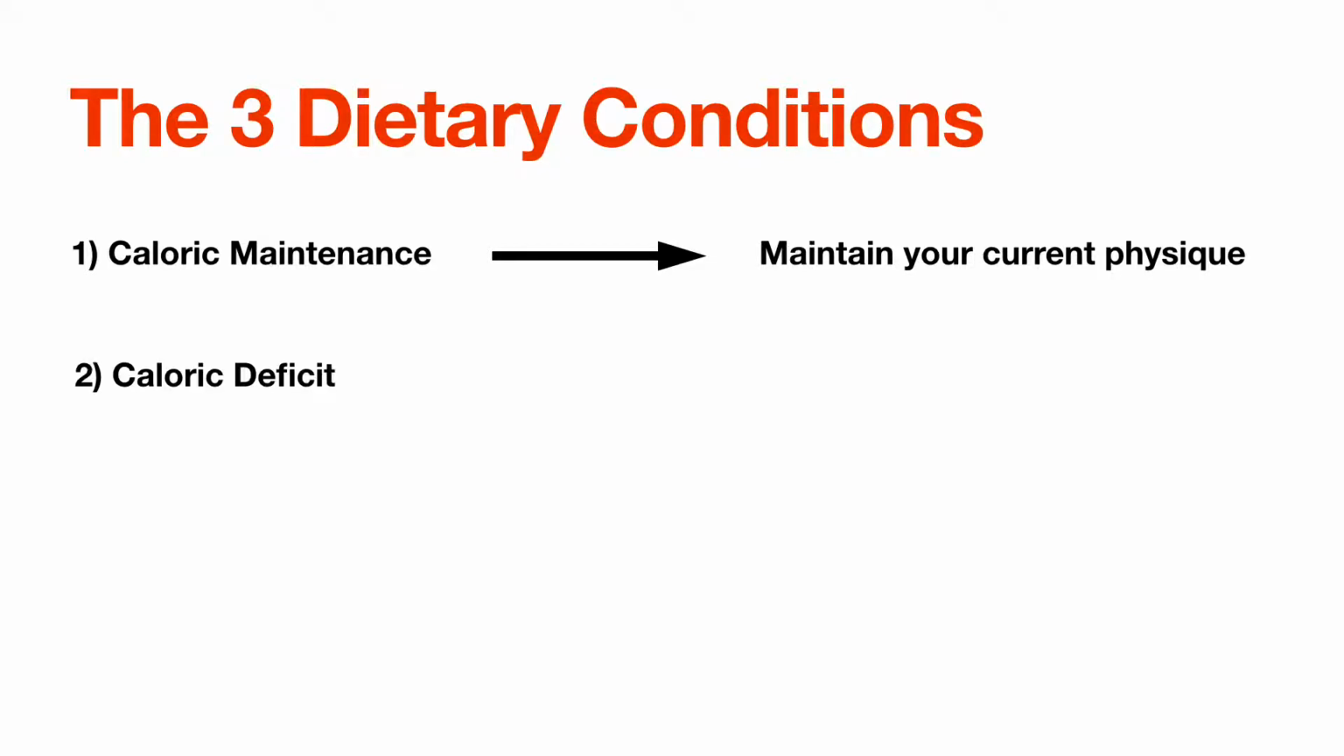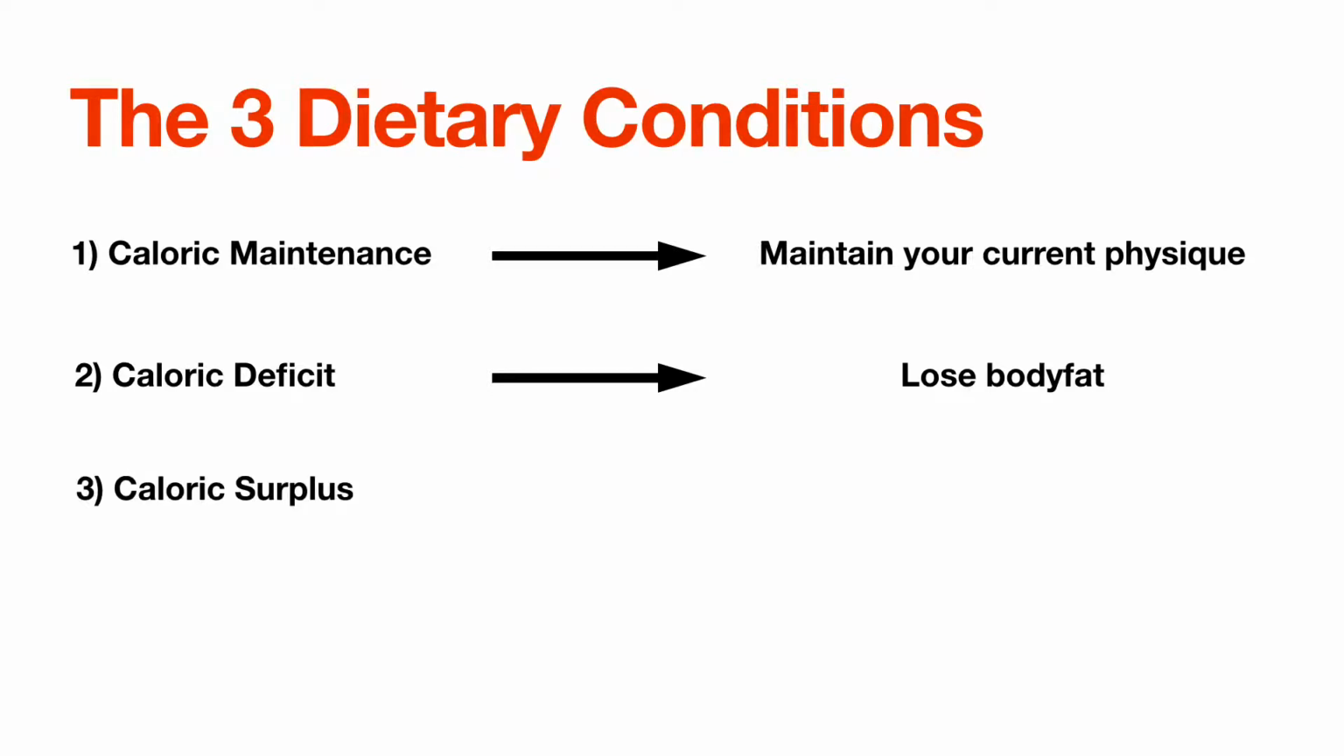The second term we have is your caloric deficit. Now, this term is completely reliant on knowing what your caloric maintenance is. So with the caloric deficit, you're eating less than your caloric maintenance in order to ultimately cut body fat.